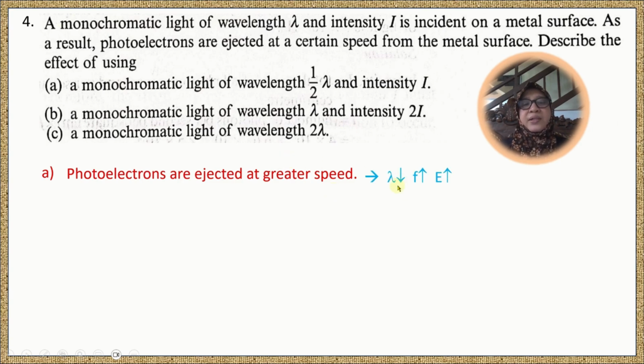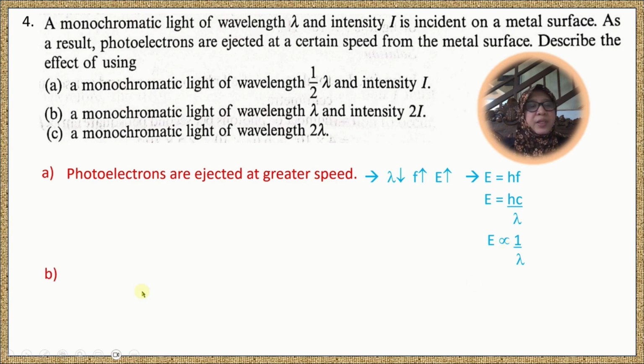So how do we know? In the original, the wavelength lambda is given, and I is the original intensity. When we look at half lambda, that means the wavelength decreases. So when the wavelength decreases, what happens to the frequency? It will increase and the energy will also increase. From the formula, E equals hf and f equals c over lambda. So when lambda decreases, frequency will increase, and what happens to the E? The E will increase. When the energy increases, that means the photoelectrons are ejected at greater speed.